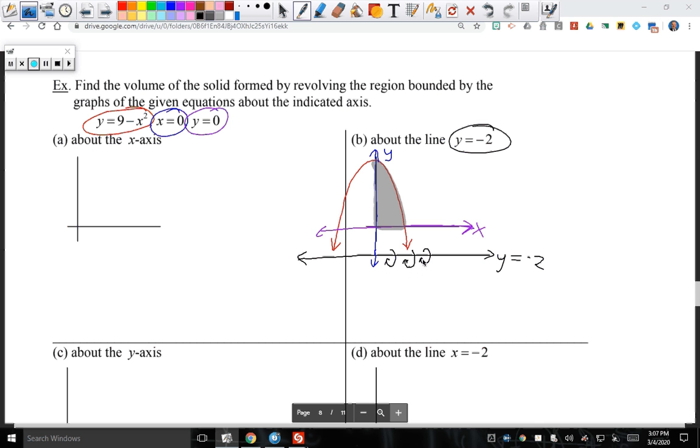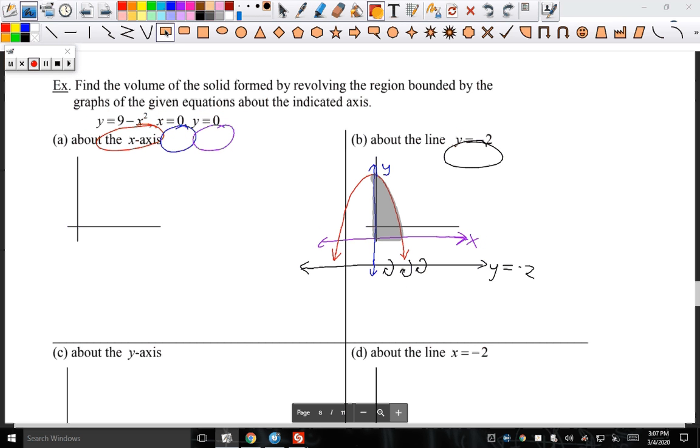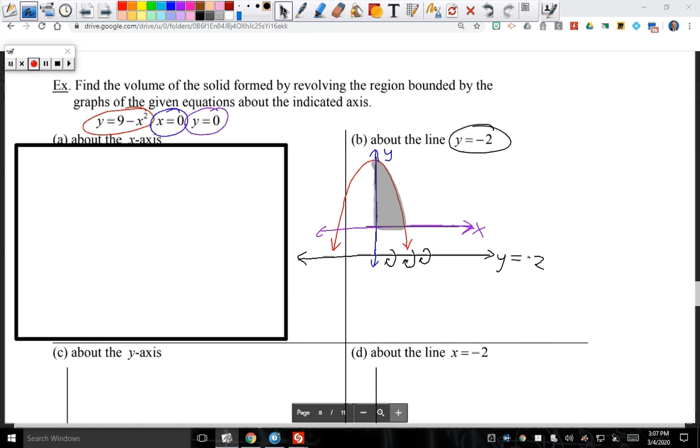Are those vertical or horizontal slices? Still vertical, right? So we're going to go ahead and still put what? dx. Okay. Disc or washer? Washer, because you see the gap that is created right there. That gap is going to have a hole in that three-dimensional figure. So let's go ahead and put this as washer method.